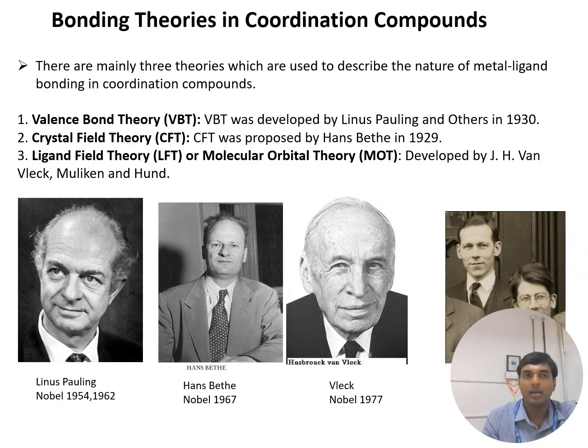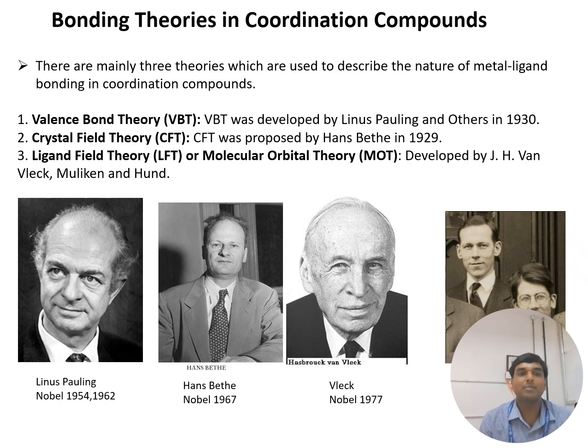Now come back to the common concept of how metal-ligand bonding works in a coordination compound. Mainly these are the theories people talked about much earlier. Valence bond theory was developed by Linus Pauling in the 1930s. Crystal field theory was proposed by Hans Bethe in 1929, and ligand field theory, or molecular orbital theory, by Van Vleck, Mulliken and Hund.